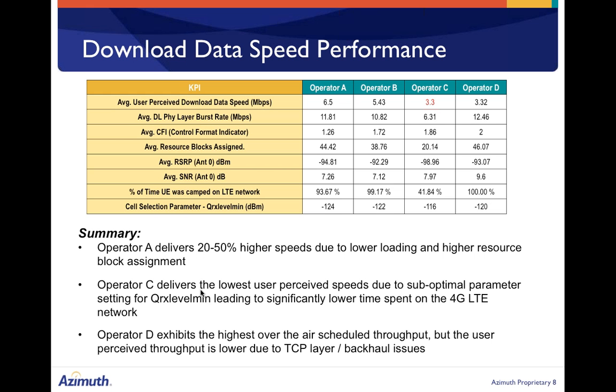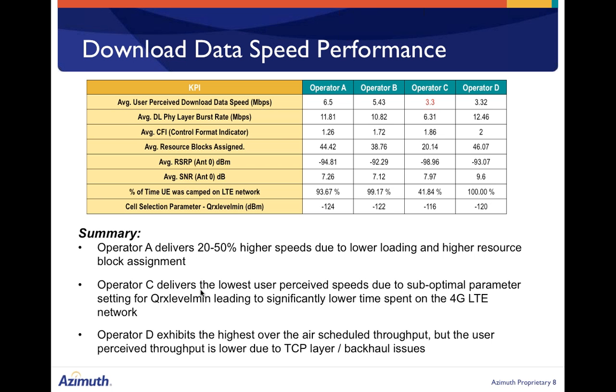One key thing that stood out in our analysis is that one of the key parameters for cell selection, called QRxLevMin, which defines the threshold at which the UE would camp on the LTE network, was significantly different for operator C compared to all the other operators. For example, operator C had a QRxLevMin of -116 dBm, which means that if the signal strength perceived by the UE is lower than -116 dBm, it's very likely that the device would have gone to 3G. Whereas for those signal strengths, the other operators would have still let the UE camp on the LTE network and perceive LTE download speeds during those instances.